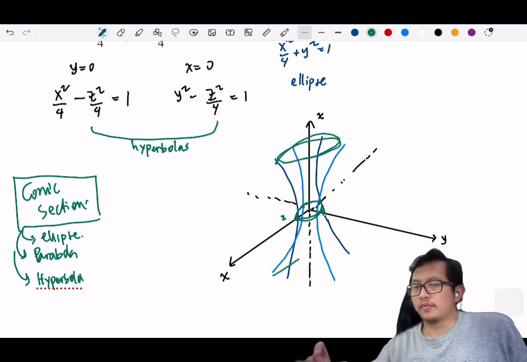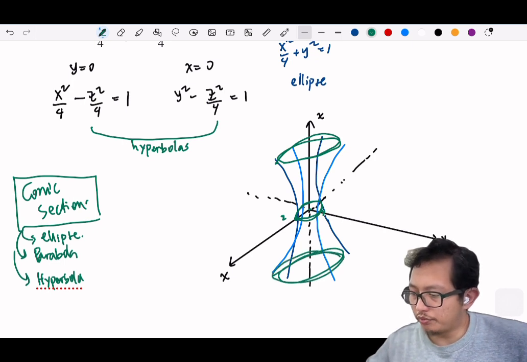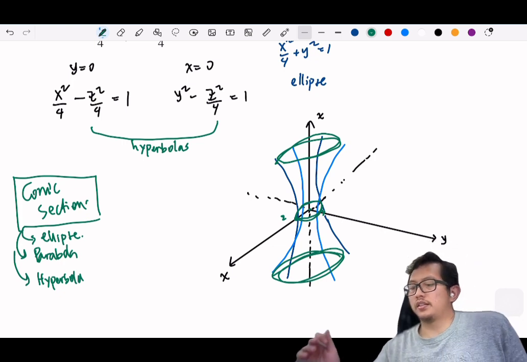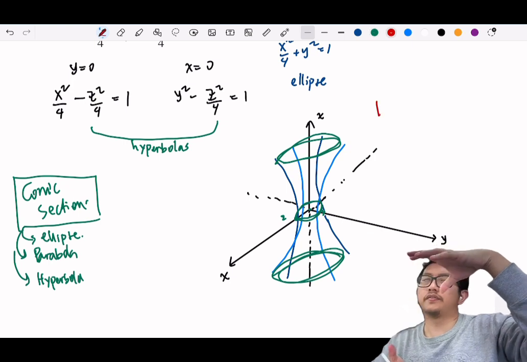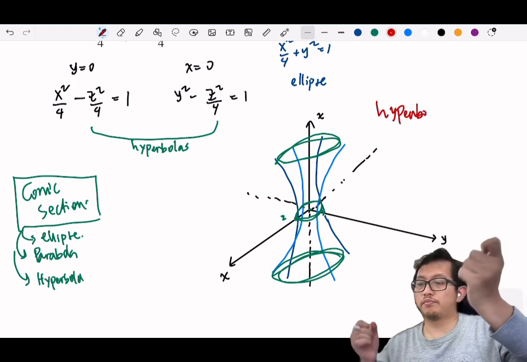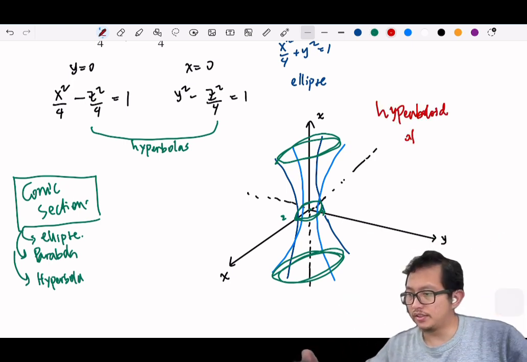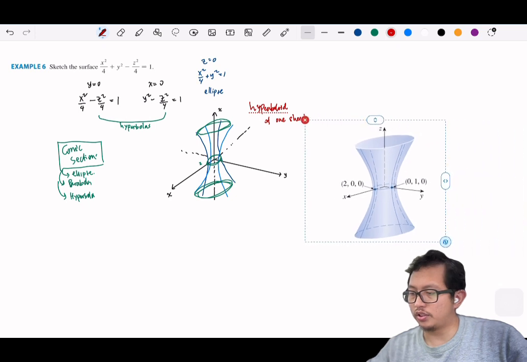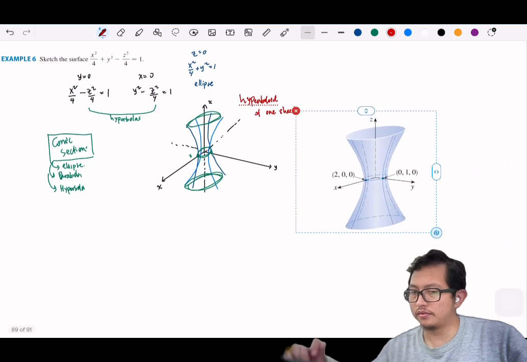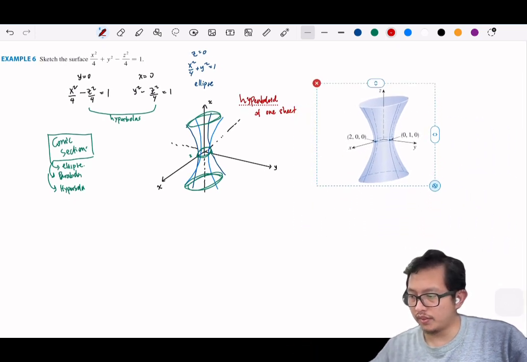And there will be another ellipse. This is another ellipse. So it's like a vase for putting flowers, right? So this is what we call the hyperboloid of one sheet. This is the figure.